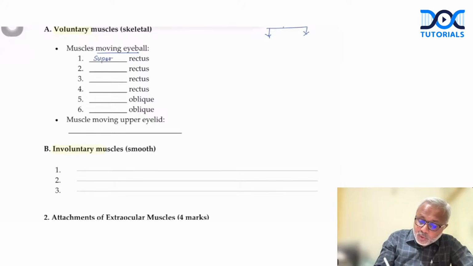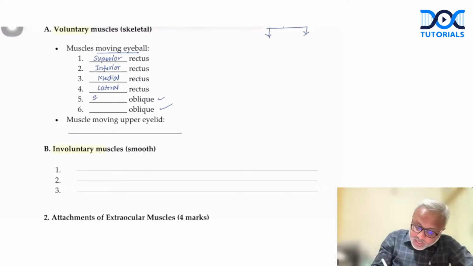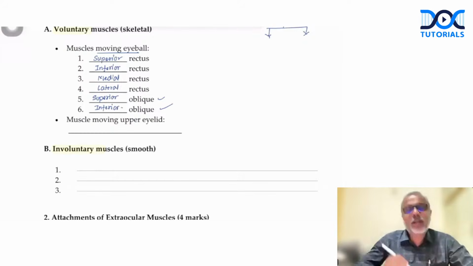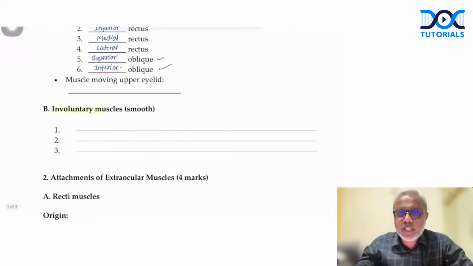We have four recti, which are superior, inferior, medial and lateral, then we have two obliques, right? These obliques are named the superior oblique and the inferior oblique. All these muscles will move the eyeball, right? And these are voluntary because we can control the action.